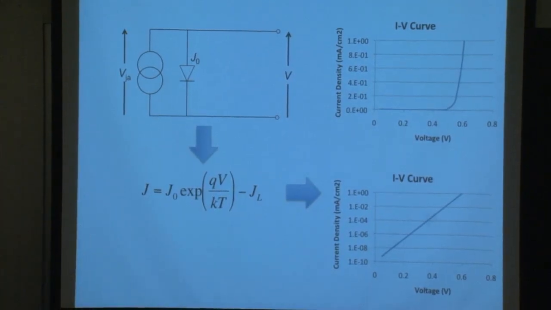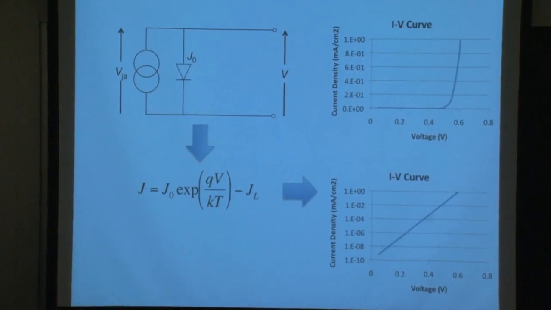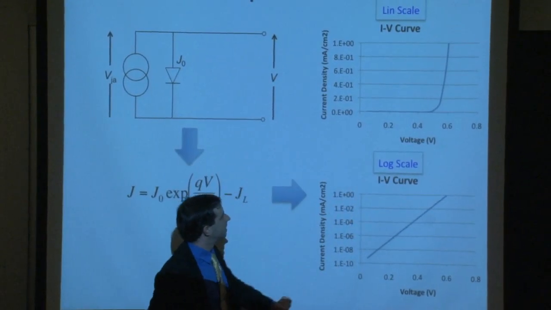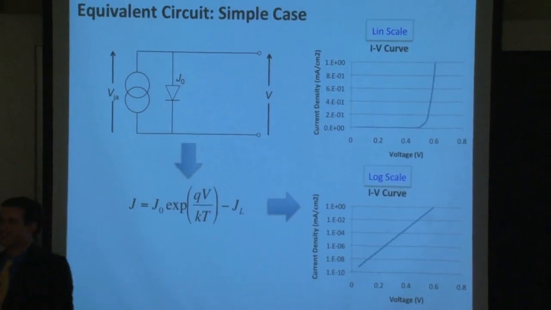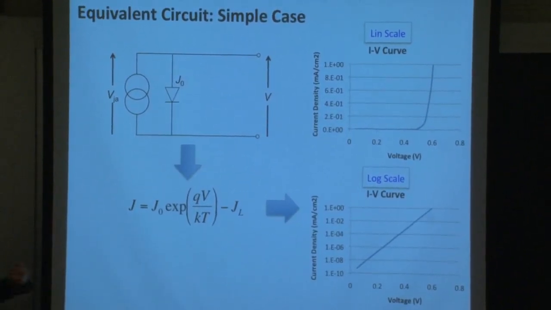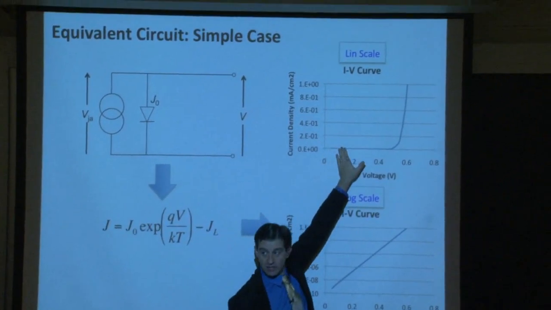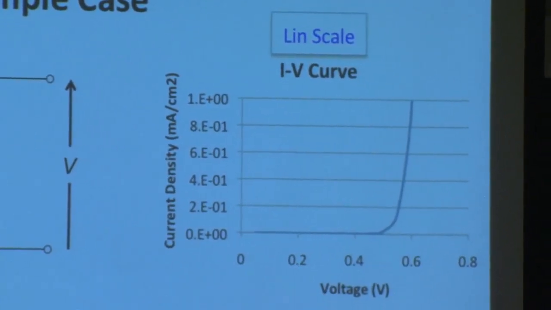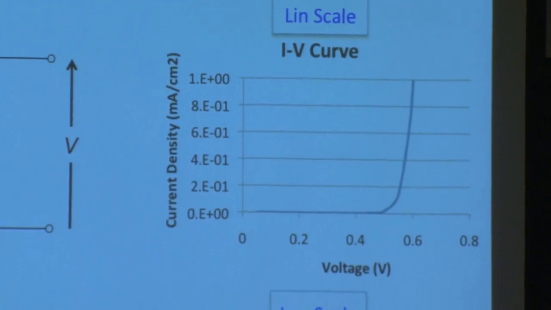I'm trying to sensitize you to the two ways of looking at this, both a linear scale and a log scale of current on the y-axis, because both will tell us something. From the linear scale up here in the upper right, it will be very easy for us to see the fill factor. We can just glance at that curve and see, oh, it looks really box-like. It must have a large fill factor.